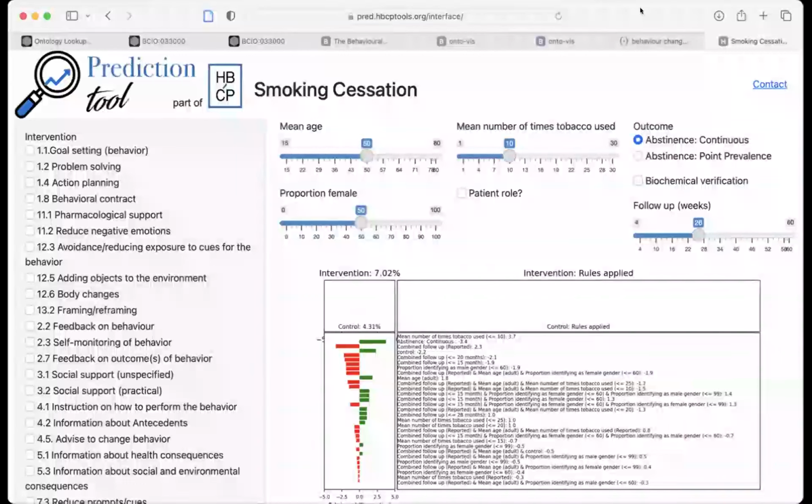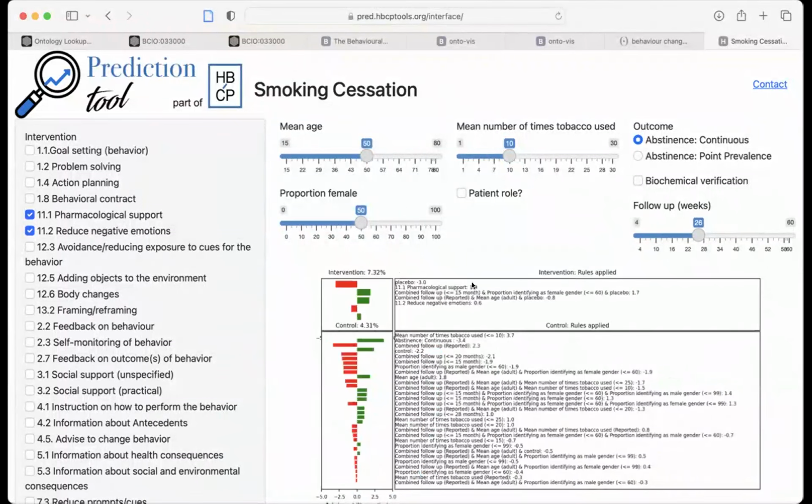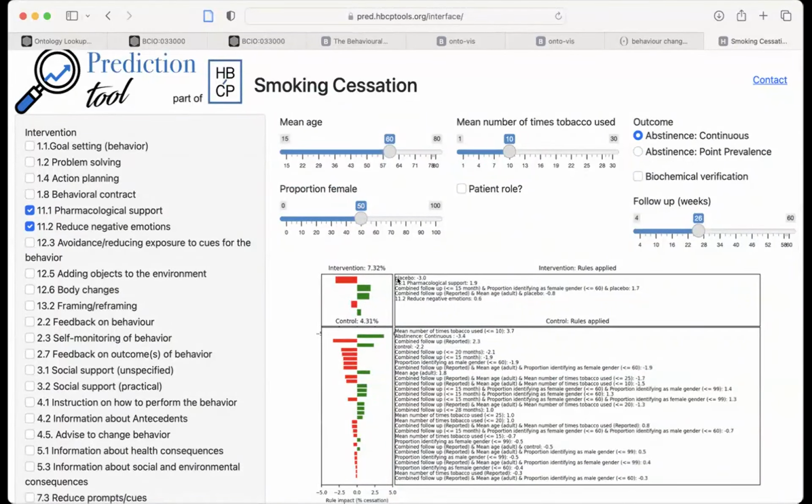So here we have that interface that I had a screenshot of, and at the moment when you start out, you don't have any intervention components selected, but we could select one, for example, pharmacological support or reduce negative emotions, and you would see that this display, which is the prediction, is automatically updated. You can also change your population characteristics in terms of the proportion male or female, or the mean age. We could make our participants in our hypothetical study older. And in each case, you see the predicted effectiveness of the intervention.